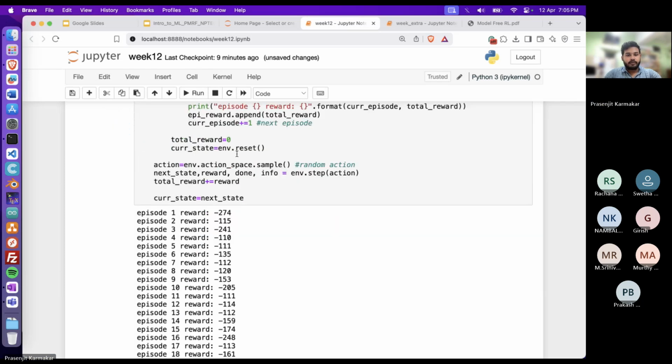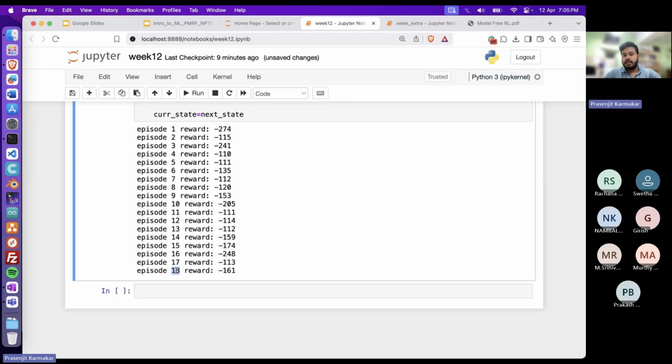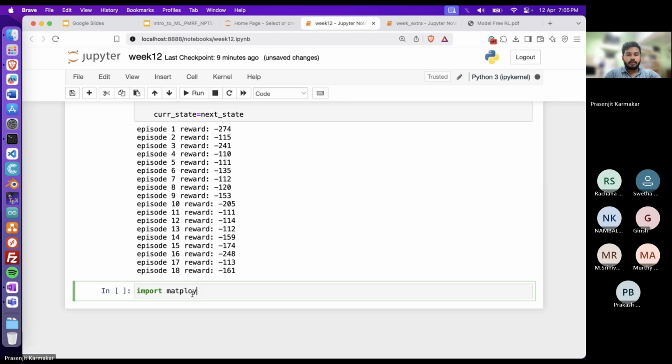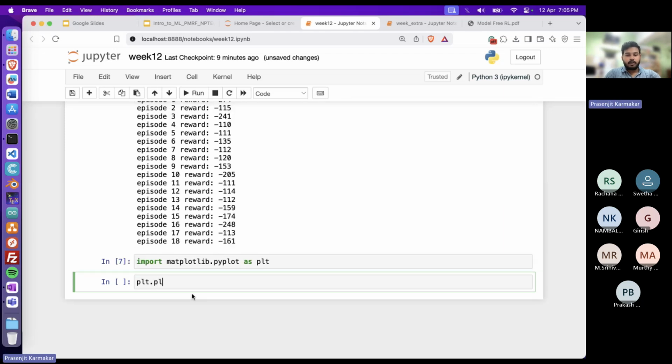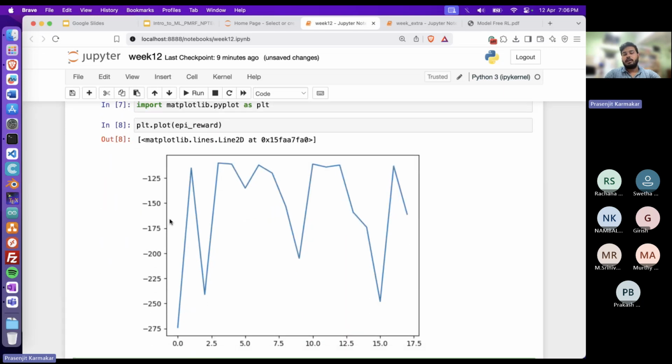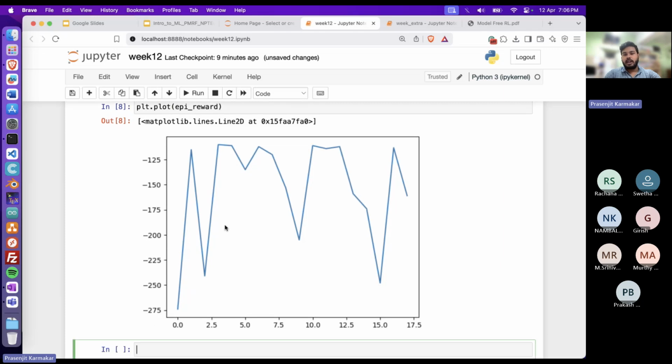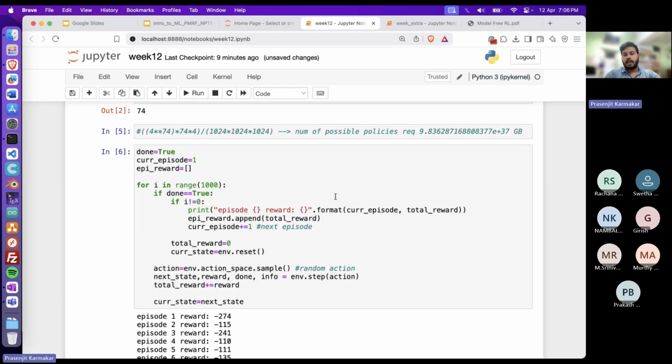Let's run it. Yeah, so we played about 18 episodes. And for the reward, we can do a plot: import matplotlib.pyplot as plt, plt.plot, the episode reward. Yeah, so this is my episode reward with a random policy, right? So it doesn't make any sense, it's totally random.